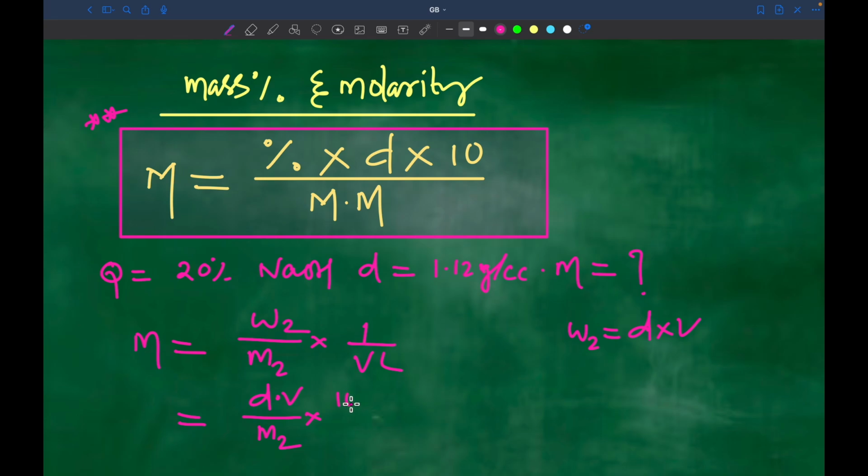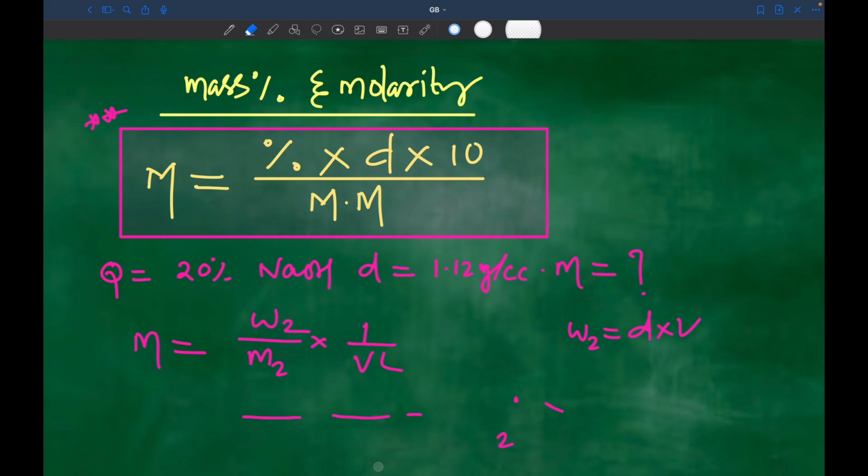So my volume would be 1000 by 100. So if I cut this, what did I end up with? I got density into volume over molar mass into 100, right? So the percentage, multiplied with density and multiplied by 10, gives you the formula directly.